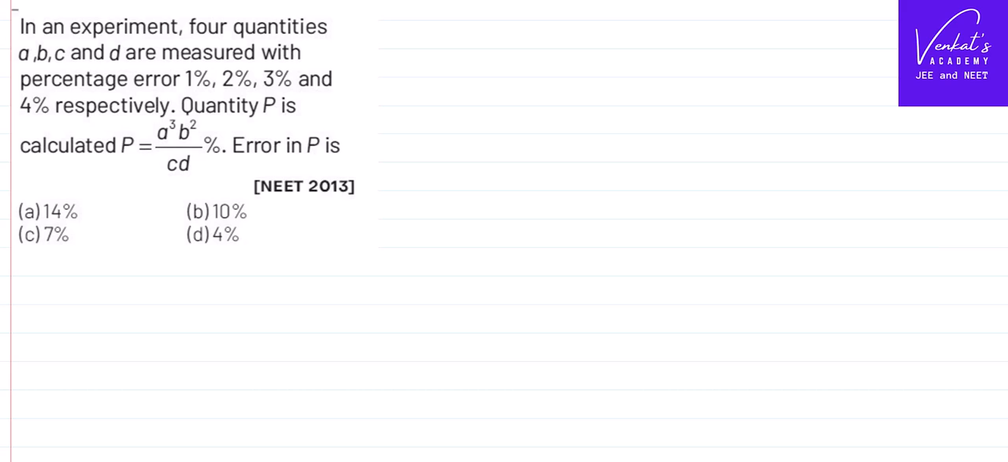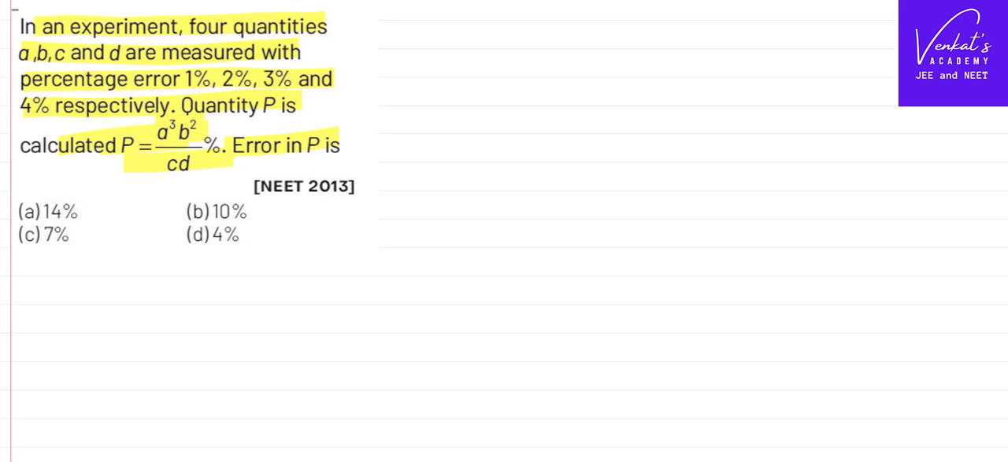We are trying to solve a problem in errors and approximation. The problem is like this. In an experiment, 4 quantities are having errors 1, 2, 3, and 4 respectively. In that experiment, physical quantity P is given using a formula. What's the error in P?